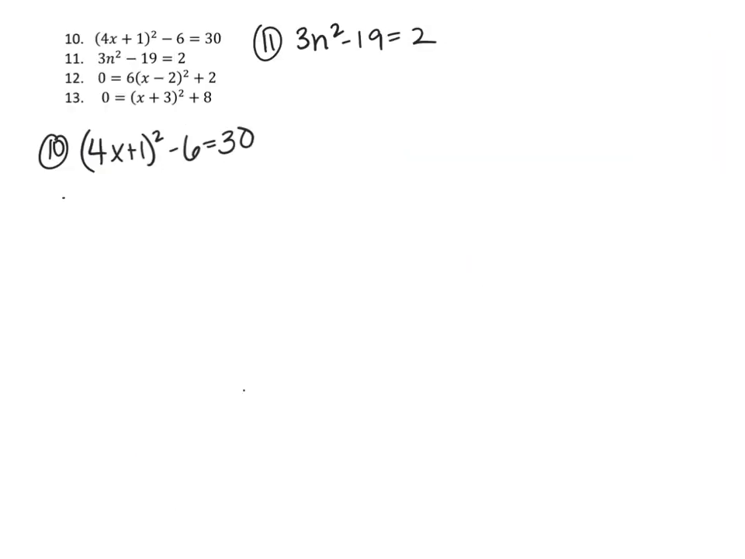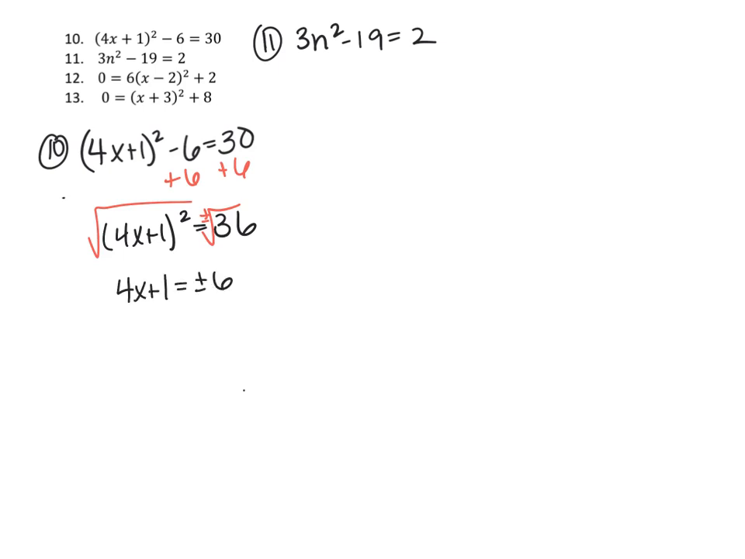Okay, so this set of problems is solved using the square root property. So we're going to get the square term by itself, so we're going to add 6. So I have 4x plus 1 squared equals 36. And to undo the square, I take the square root. I can't deal with what's inside the parentheses until I get rid of the square. And so we get 4x plus 1 equals plus or minus 6.